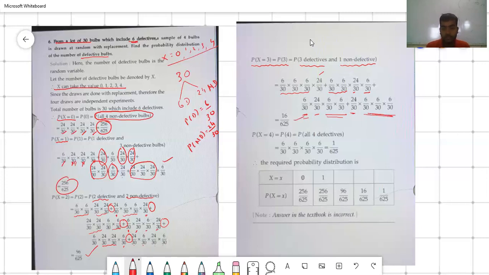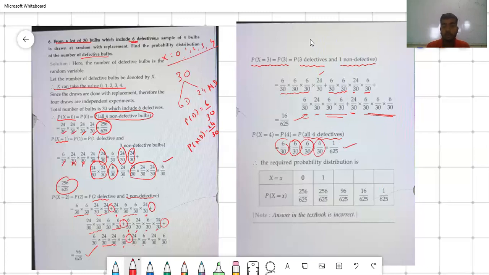For X is equal to 4, all are defective bulbs. So the first is defective, the second, third, and fourth are all defective bulbs. So the probability is 1 upon 625. When you multiply, you will get this one.